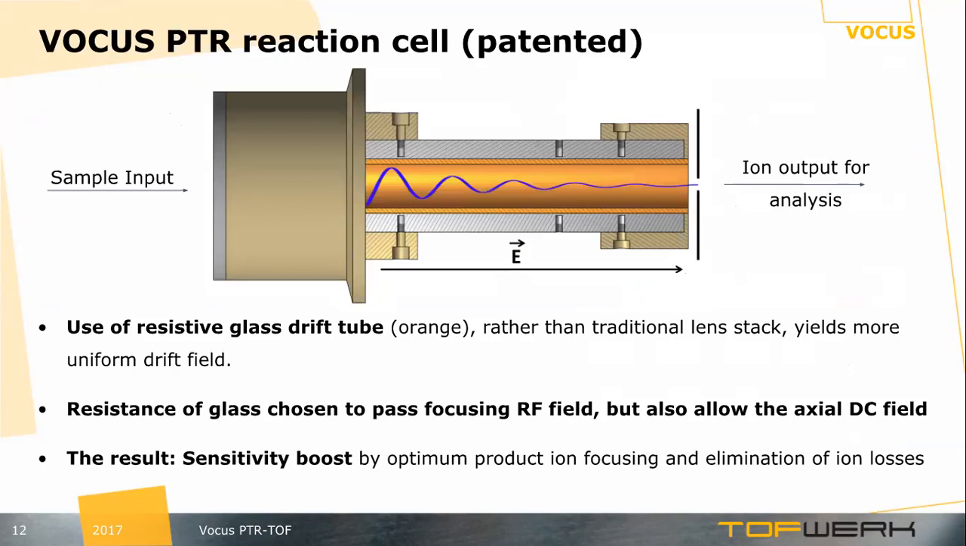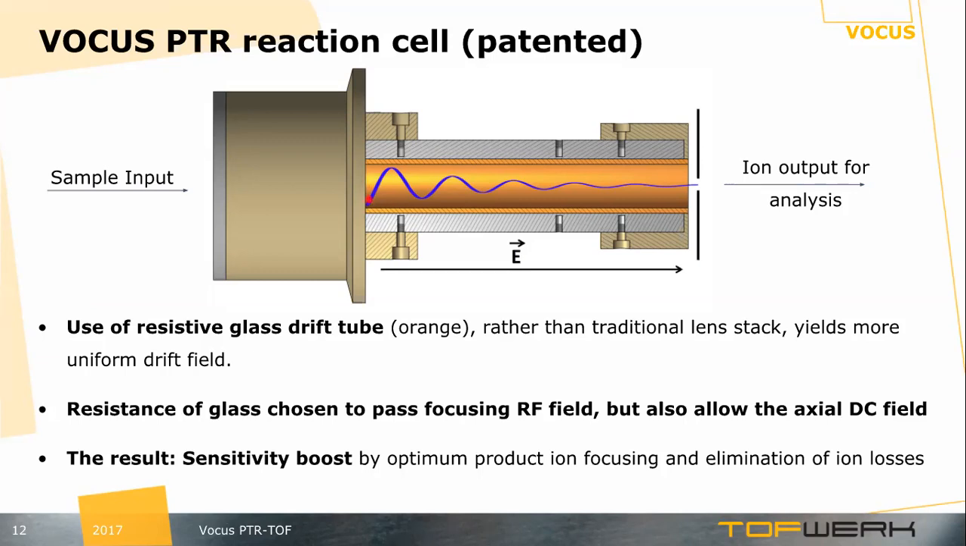And the way we came up with was to use a resistive glass tube. So in the schematic in the top, this is the orange part. And by using a resistive glass tube, we can choose the resistance to be high enough that the RF field can pass through, but the resistance is also low enough that we can still generate an electric field between the two ends. So instead of a resistor chain of metal electrodes, we just have a resistive coating. And this allows us to generate a linear axial field in the same way that you would normally do, but also superimpose this quadrupole field around it, so we pull ions into the middle of the reactor.